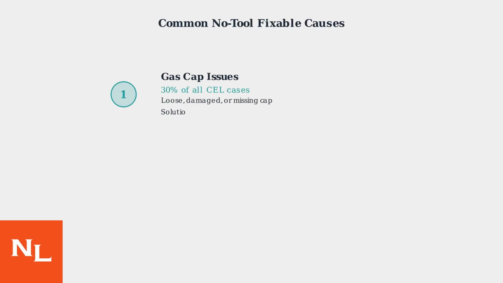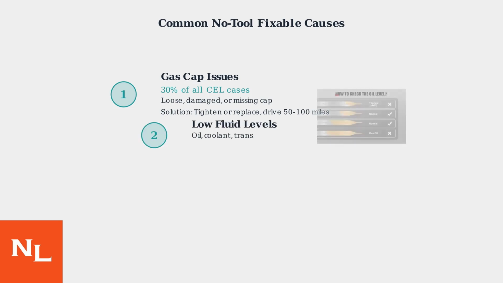However, many check engine light issues can be diagnosed and resolved without professional tools through systematic visual inspection. The most common cause, accounting for 30% of all check engine light cases, is gas cap issues. A loose, damaged, or missing gas cap disrupts the fuel system's pressure balance. Low fluid levels, including engine oil, coolant, and transmission fluid, can trigger the check engine light. Visual inspection of dipsticks and fluid reservoirs can quickly identify these issues.